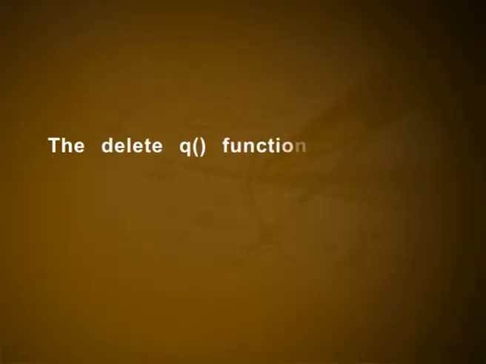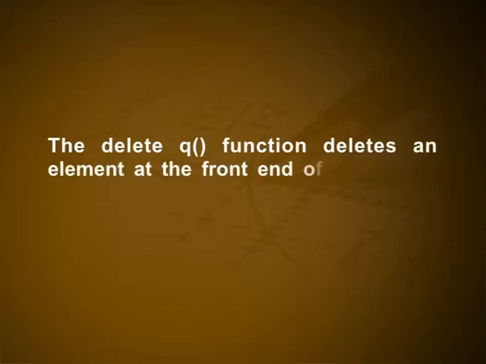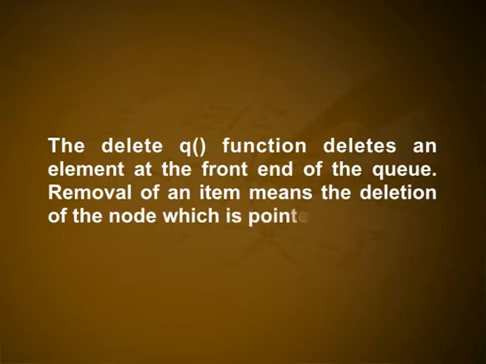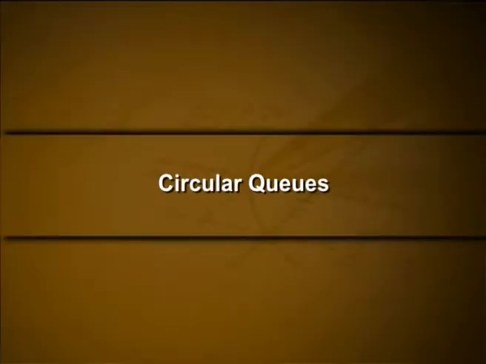The delete queue function deletes an element at the front end of the queue. Removal of an item means the deletion of the node which is pointed by front. After the deletion, front is made to point to the next node in the list. When the program terminates, the destructor is called to release the memory allocated to the nodes in the list.